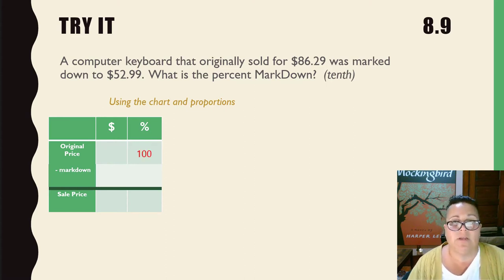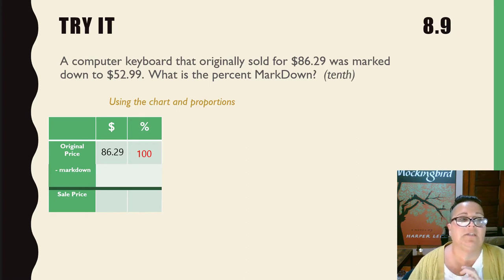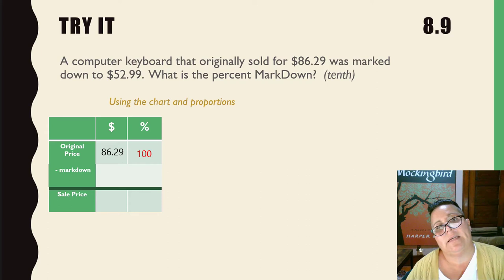So there's my 100. And then we're going to mine the word problem for the rest of the information. Data mining, the word problem. So the original selling price was $86.29. It was marked down to $52.99. Now watch the way this is stated.